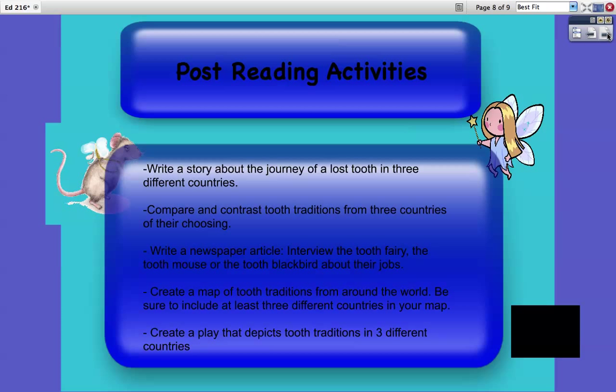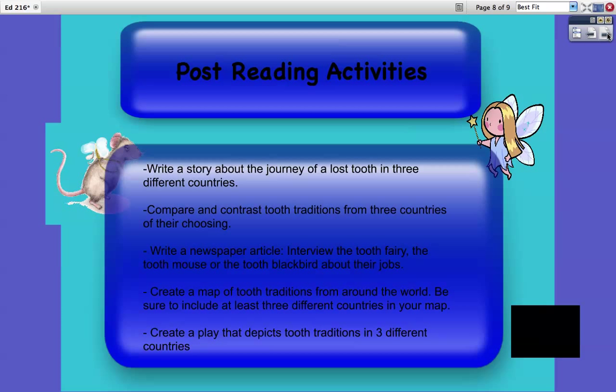Following the post-reading discussion, there are a number of different activities that students can do to help support their learning. Students should have a variety of choices, and these choices should appeal to multiple different kinds of learners. Some potential choices are to write a story about the journey of a lost tooth in 3 different countries. So students can write about what happens to a tooth when it gets lost in Canada versus England versus China. Students can also compare and contrast tooth traditions from 3 different countries of their choosing. This is a more factual assignment, not so much creative writing.